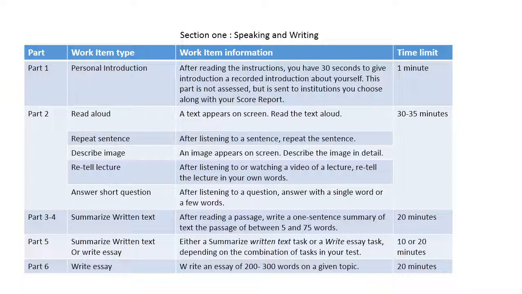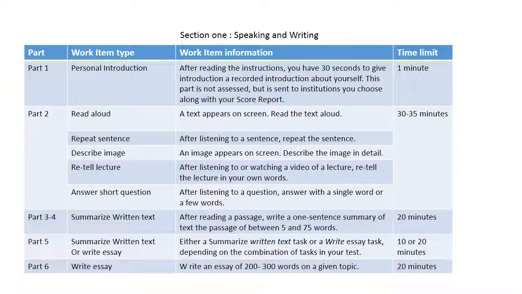This section is for 30 to 35 minutes, and then next are parts 3 and 4, which have summarize written text. After reading a passage, write a one sentence summary of the text. The passage is between 5 and 75 words only. Be careful with this, and it will be for 20 minutes.